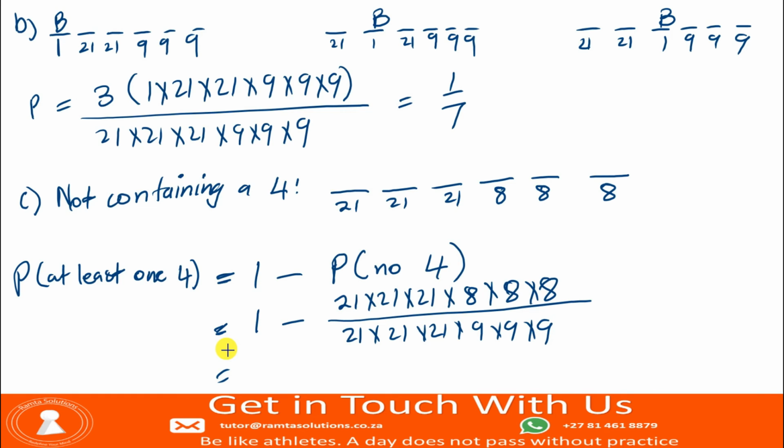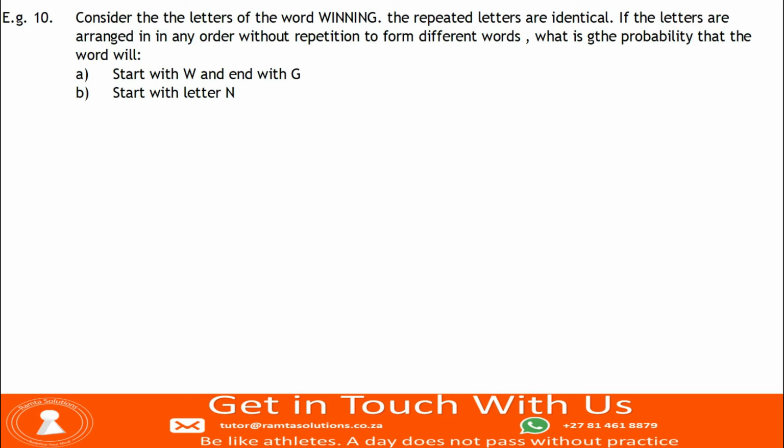What is our answer? Our answer is simply 217 over 729. That is your answer. All right, perfect. There's no other question. Let's go to question 10.